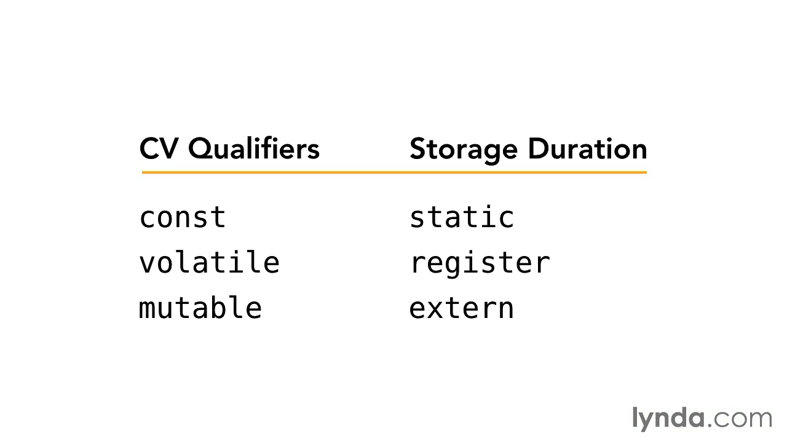Register variables are stored in processor registers. This can make them faster and easier to access and operate on. This qualifier is taken as a suggestion by the compiler. The compiler may or may not actually store the variable in a register. Extern variables are defined in a separate translation unit and are linked with your code by the linker step of the compiler. Let's take a look at a couple of these in code.